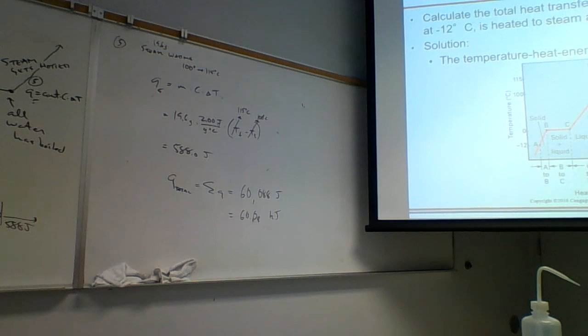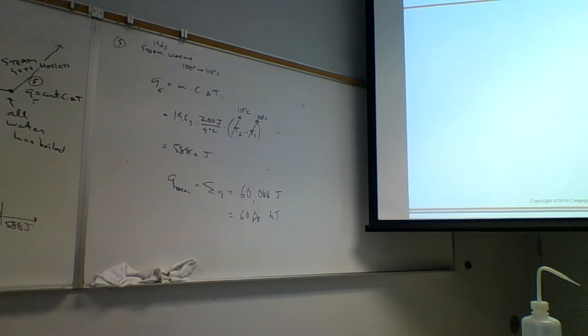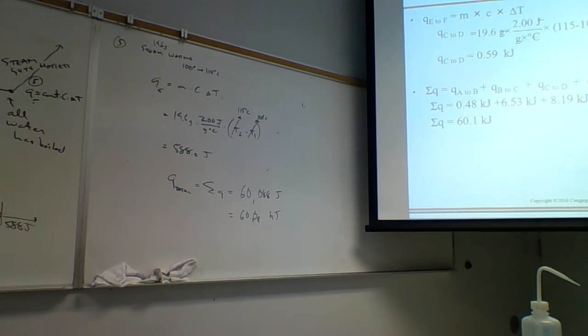So they generated a graph like ours here. Solid warms, solid melts, liquid warms, liquid boils, steam warms. Solid warms, 0.48 kilojoules. They did it in kilojoules, everything. So they go through all the steps here, and then we end up with the sum, which is 60.1 kilojoules. We add it while we're doing. All right, any questions on this?